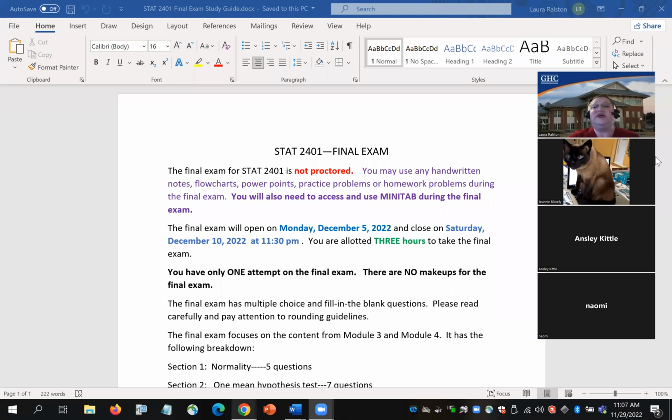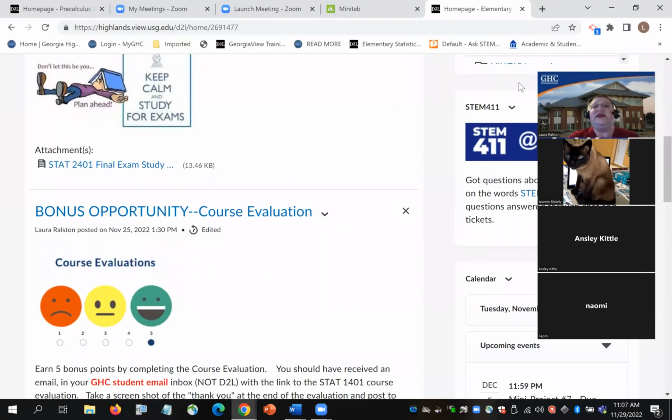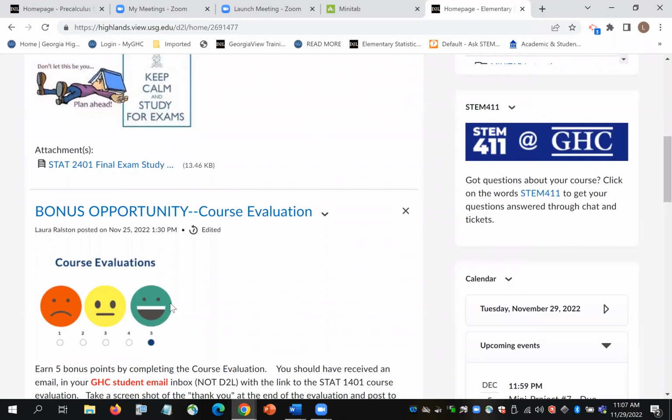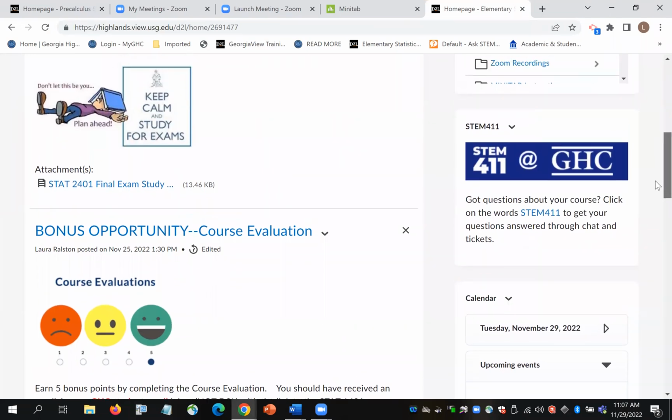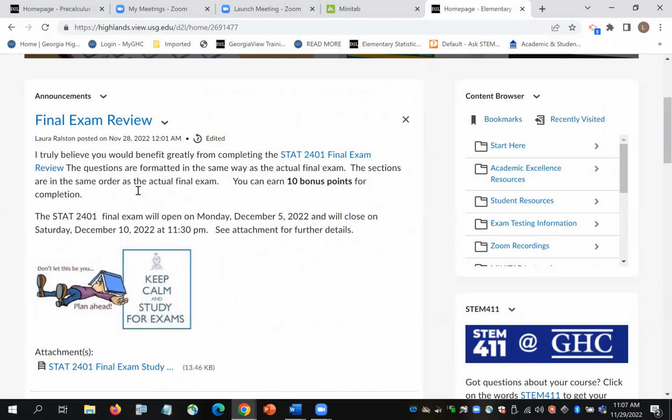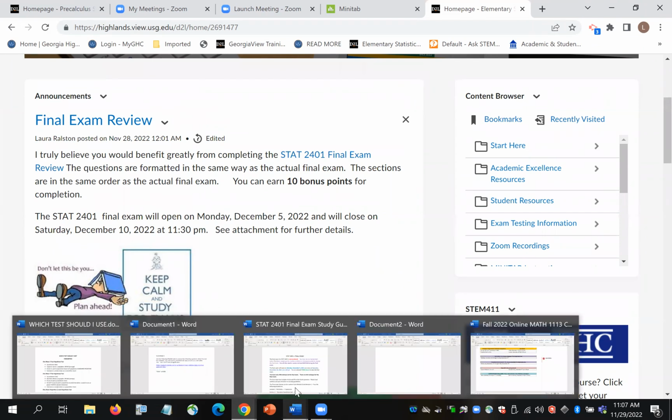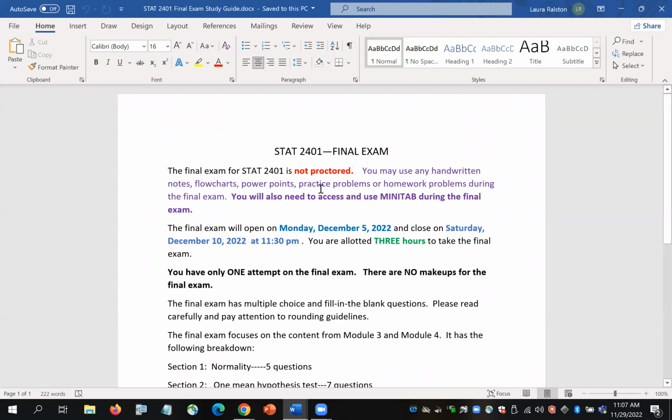Okay, so in the course, remember that you have the opportunity to do your course evaluation. Again, it comes to your Georgia Highlands College student email. And then you have information about the final exam review. And there's an attachment that gives you some general information about the final exam. The final exam for Stat 2401 is not proctored. So you can use any of your handwritten notes, the flow charts, the PowerPoints, practice problems, any of the notes that you've taken during the course.